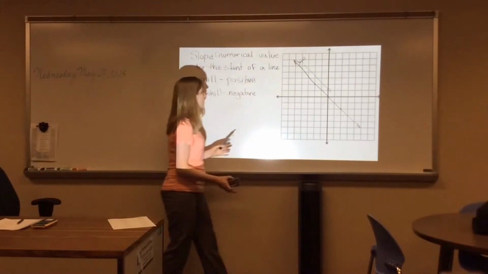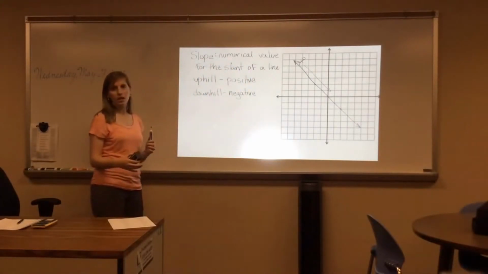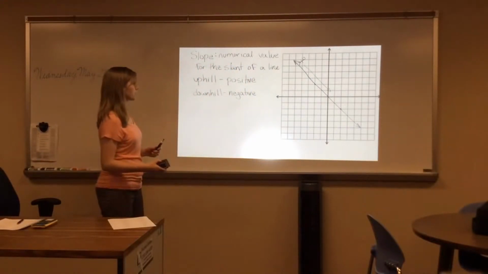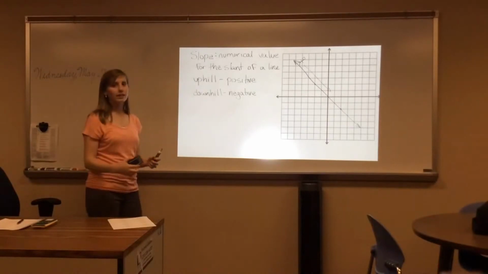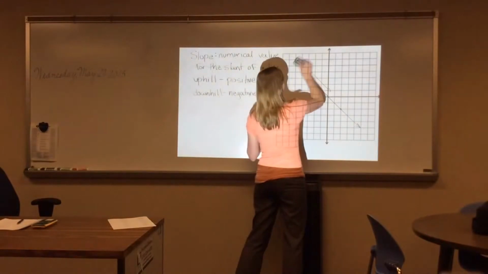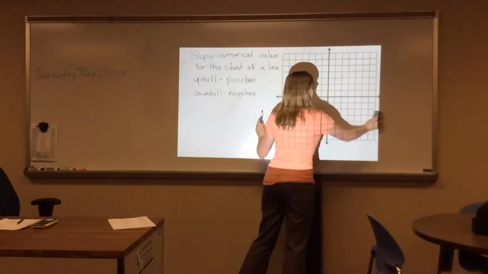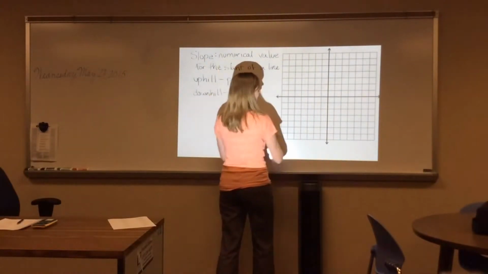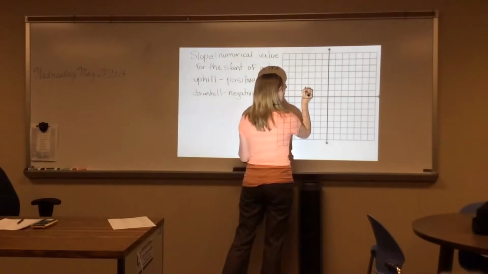Now, those are the most common. Positive and negative are going to be our most common slopes, and those are going to be the ones that we have to count out and actually find numbers for. There are 2 others that are exceptions to those rules, and they look a little bit different. The first one looks like this.